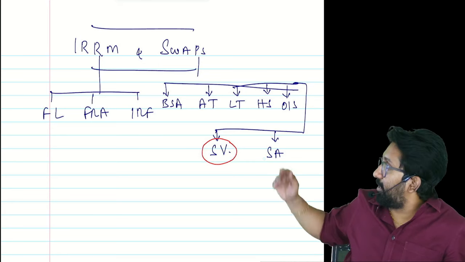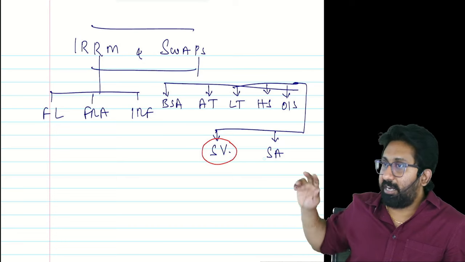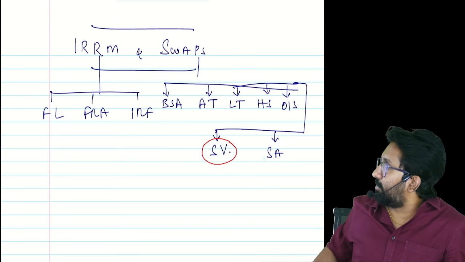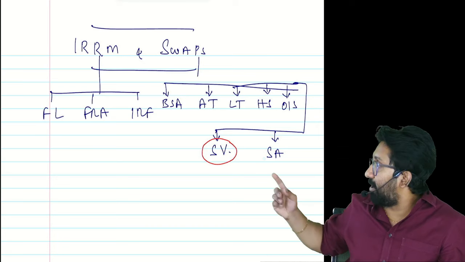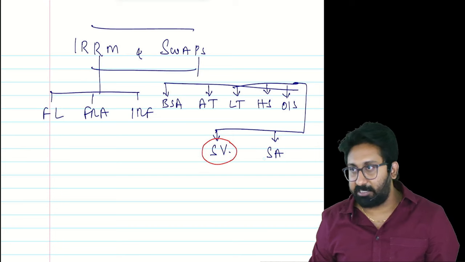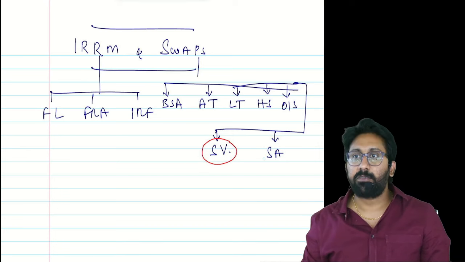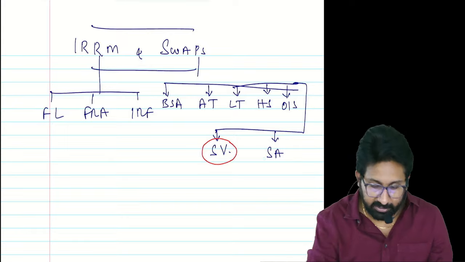What is the next one? Basic swap agreement. Next one, asset transformation. Next one, liability transformation. Next one, hybrid swap, a 12 marks question. Next one, overnight index swap. Last one, swap arbitrage. These are all the various questions here. Shall we start? Let's take the questions.